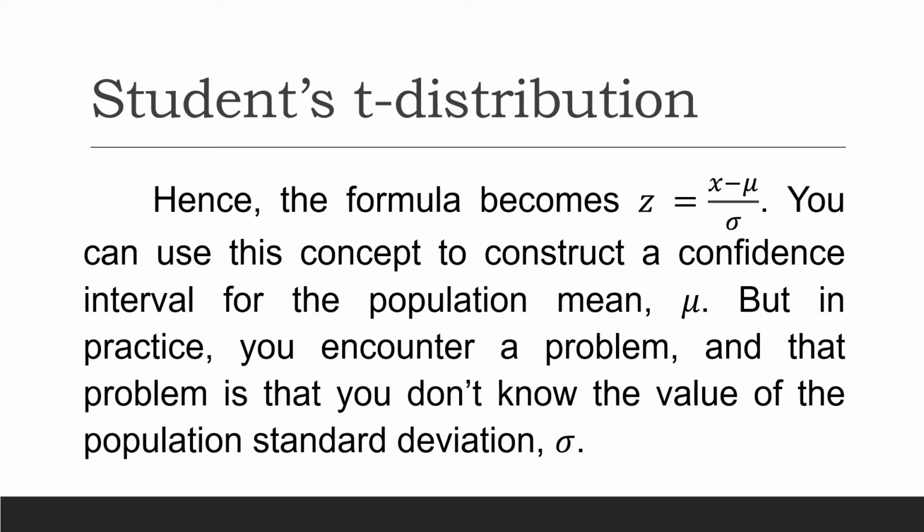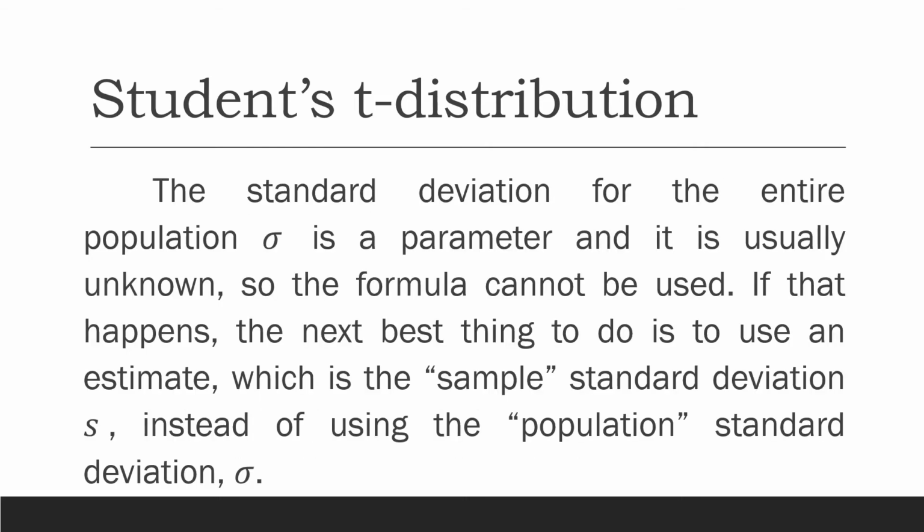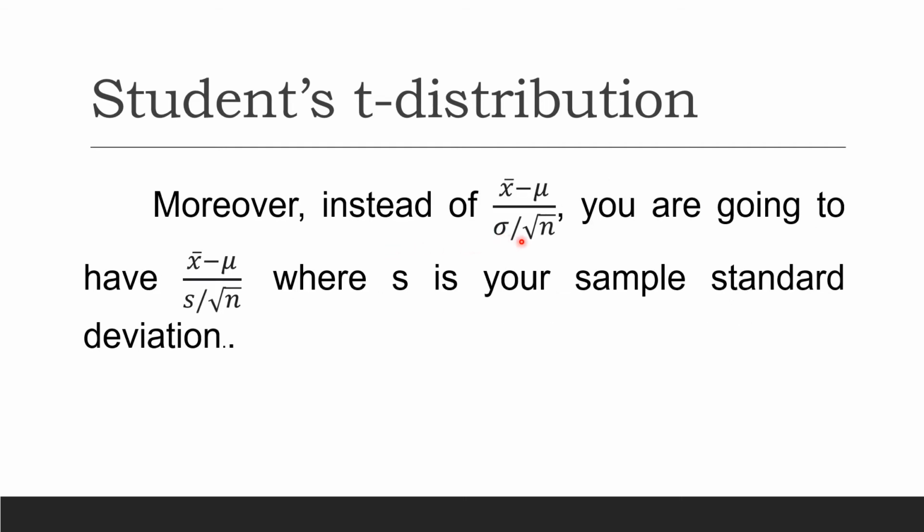But in practice, you encounter a problem, and that problem is that you don't know the value of the population standard deviation or the population variance. The standard deviation for the entire population, sigma, is a parameter, and it is usually unknown, so the formula cannot be used. If that happens, the next best thing to do is to use an estimate, which is the sample standard deviation, s, instead of the population standard deviation, sigma. If we take a look at those two formulas, they have almost no difference aside from the standard deviation. Here we use the population standard deviation, and here we use the sample standard deviation.